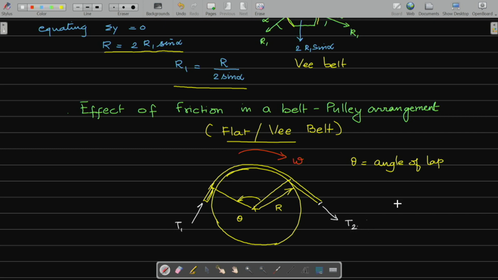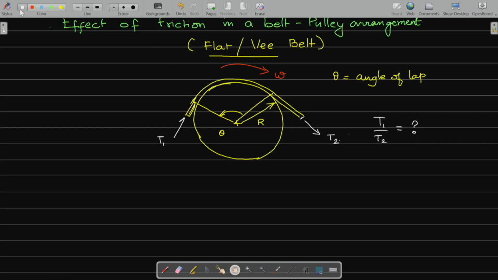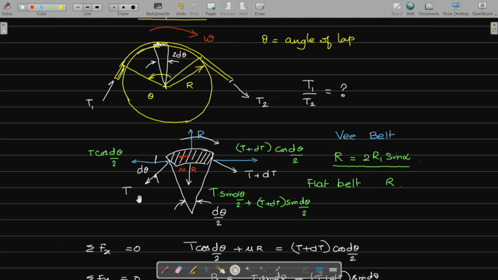I am interested in finding out what is the relationship between T1 and T2, irrespective of whether it is a flat belt or a V belt. So to do it, we will take a small elemental belt area which makes an angle 2d theta. Now let me draw the free body diagram for the small elemental area of the belt, which makes an angle d theta, and we will try to examine what are the various forces in it.